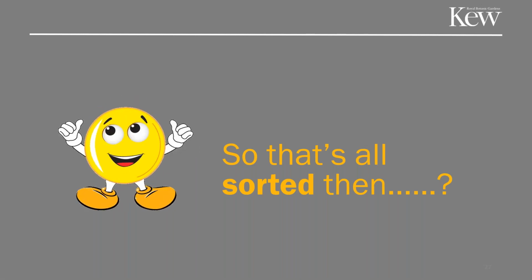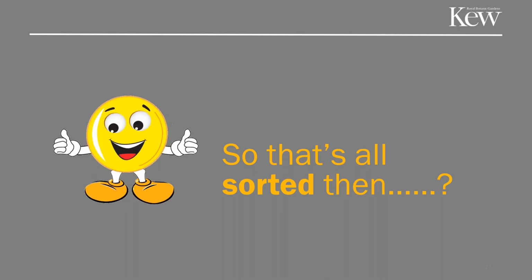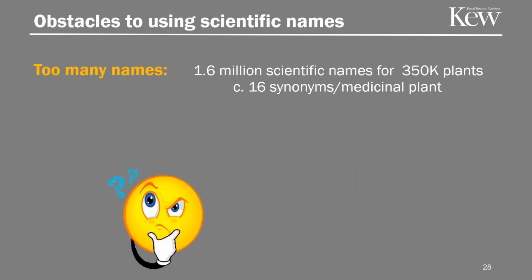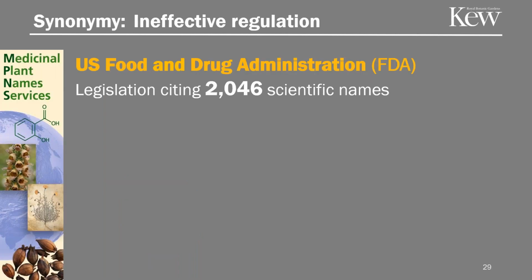So that's pretty good, right? We're in good shape. We can do things for you. Well, there are problems. The first, as I already said, is that there's 1.6 million names for 350k or 340,000 plants. So that on average, it's 4 names for every plant, but medicinal plants have been really well studied because they're so useful. And the result is that for medicinal plants, the ratio is about 16 different scientific synonyms for every plant.